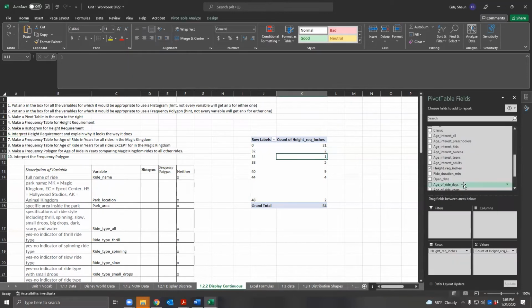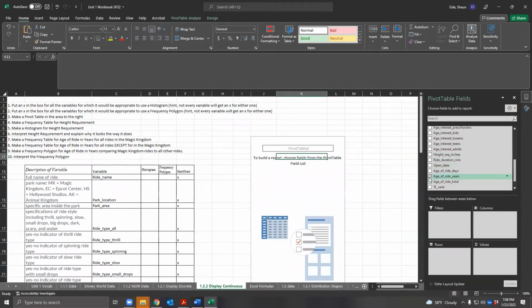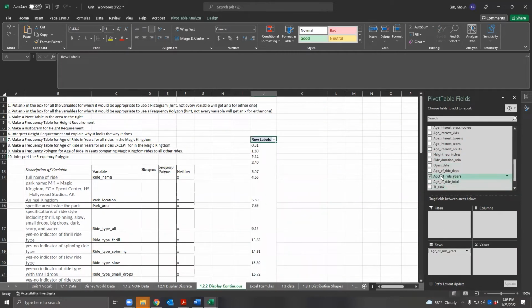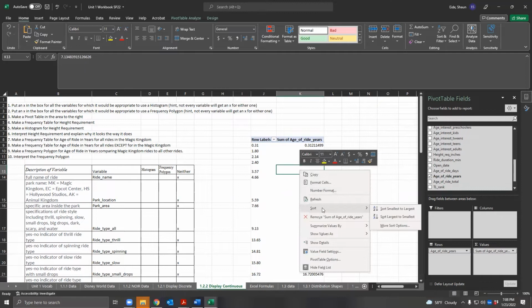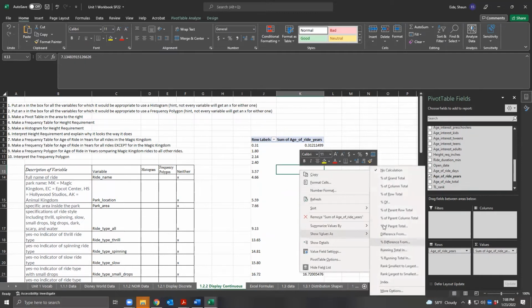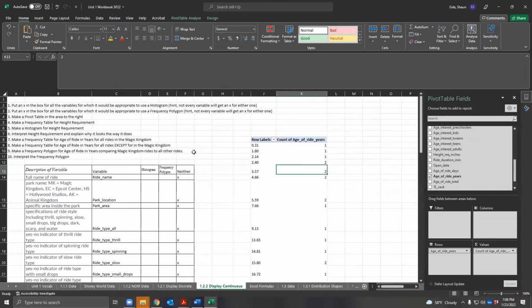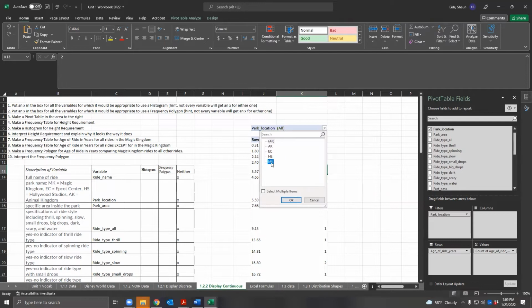Okay, then next, make a frequency table out of age of ride in years for all rides in the Magic Kingdom. So let's see here, age of ride in years. And once again, it says sum, so I'm going to do summarize values as count. And then I'm also going to do park location. I'm going to use this as a filter, I think. So park location, and I only want Magic Kingdom. Okay. And so now I have a frequency table for the age of ride in years.